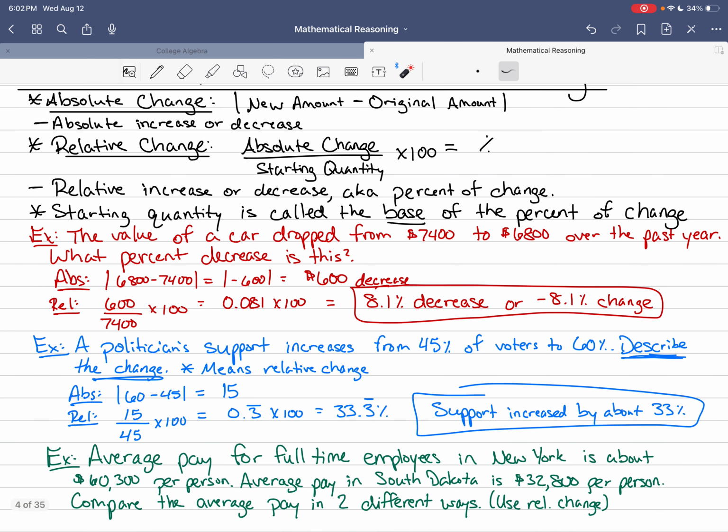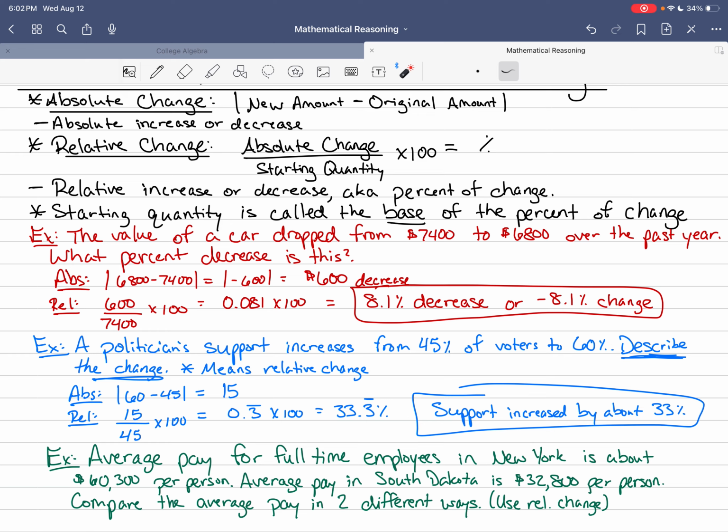So, example here. The value of a car dropped from $7,400 to $6,800 over the past year. What percent decrease is this? When it says percent decrease, we're talking about relative. We have to find the absolute first, though, before we can do the relative. So I abbreviated absolute to ABS. We're going to do our new amount, which is $6,800, minus the original of $7,400. That comes out to negative $600. But you take the absolute value, it becomes a positive $600, and it was a $600 decrease.